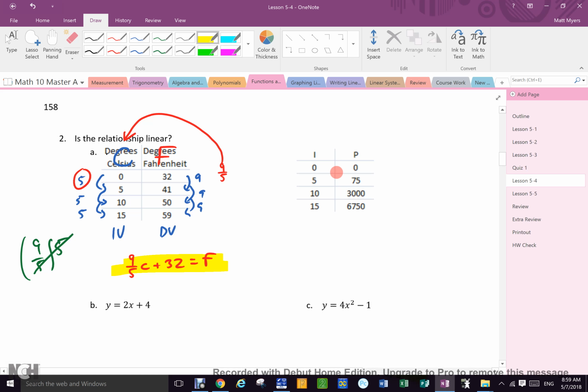Okay. What about this one? What am I going up by here? 5. What am I going up by here?